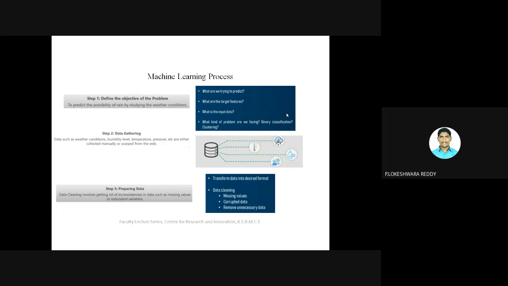For that, first we need to identify the problem. Here I am considering one problem: the estimation of the rainfall depending upon the weather conditions. Depending upon the weather conditions, we need to estimate the amount of rainfall, the possibility of the rain. That we are considering as the problem here. At the second step, we need to gather the data. Our problem is the estimation of the rainfall, or the possibility of the rainfall.